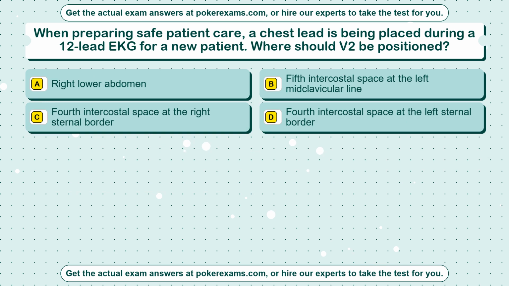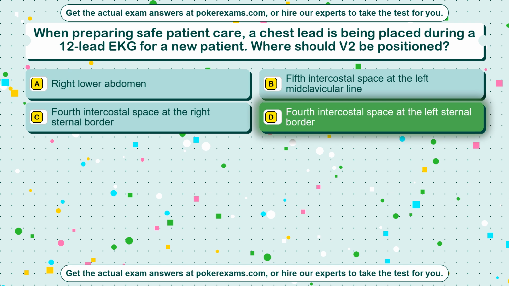Question 14. When preparing safe patient care, a chest lead is being placed during a 12-lead EKG for a new patient. Where should V2 be positioned? Option A, right lower abdomen. Option B, 5th intercostal space at the left midclavicular line. Option C, the 4th intercostal space at the right sternal border. Option D, a 4th intercostal space at the left sternal border.